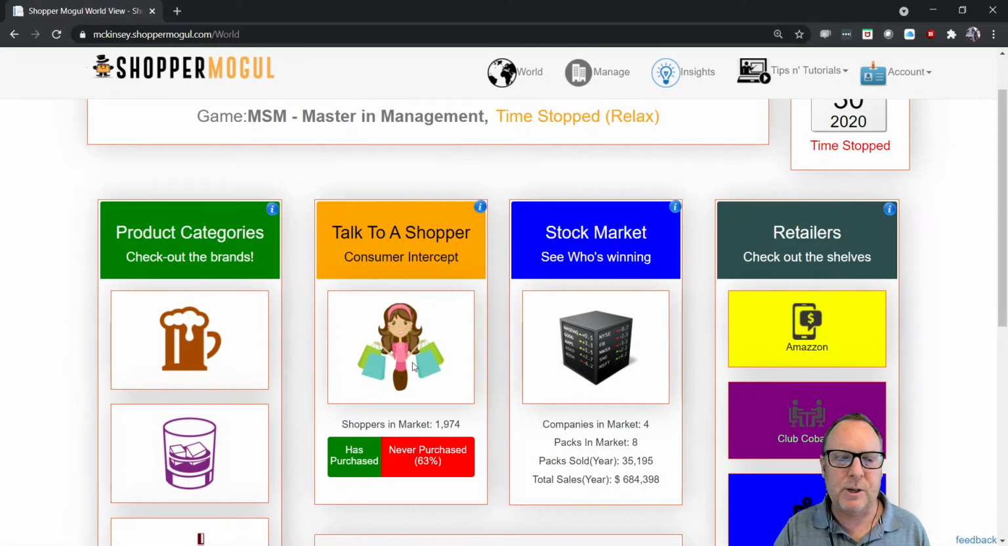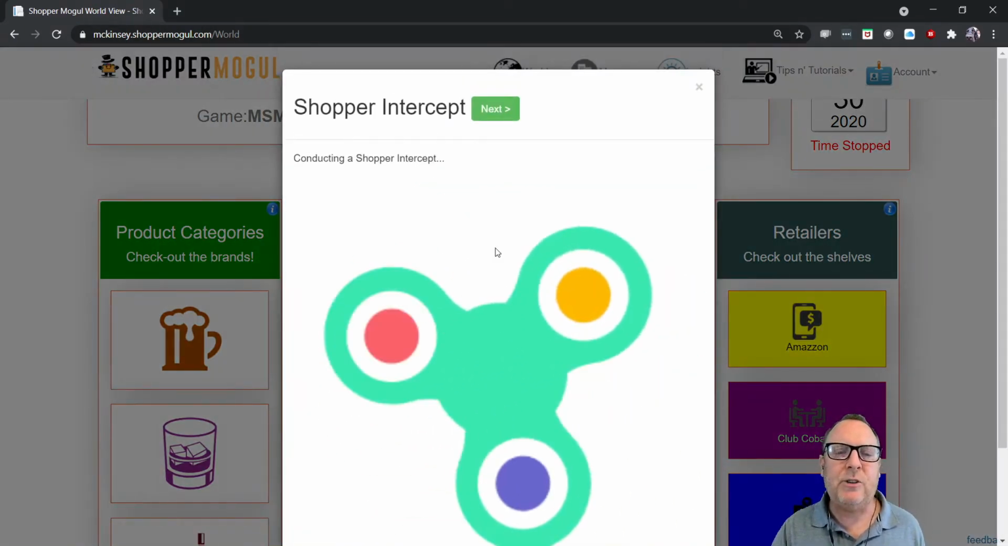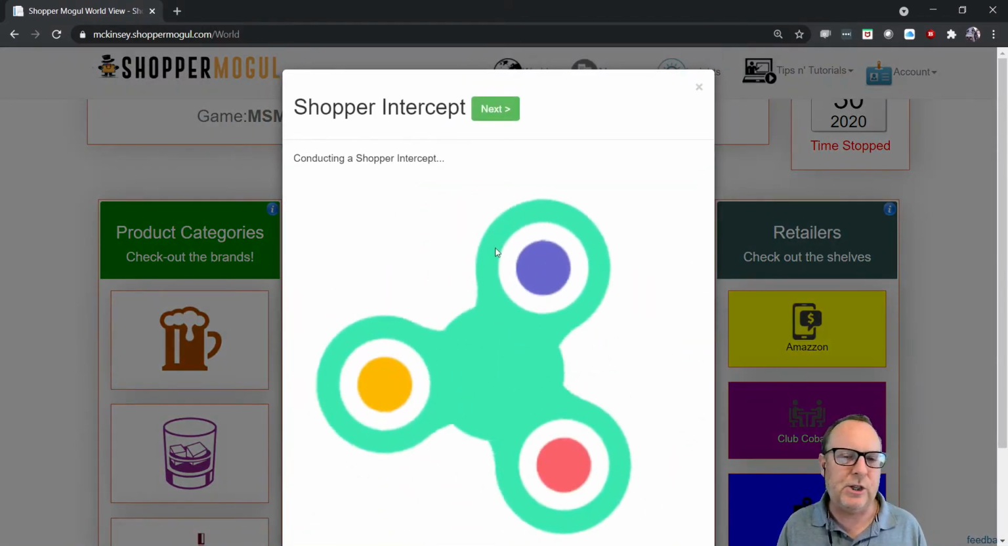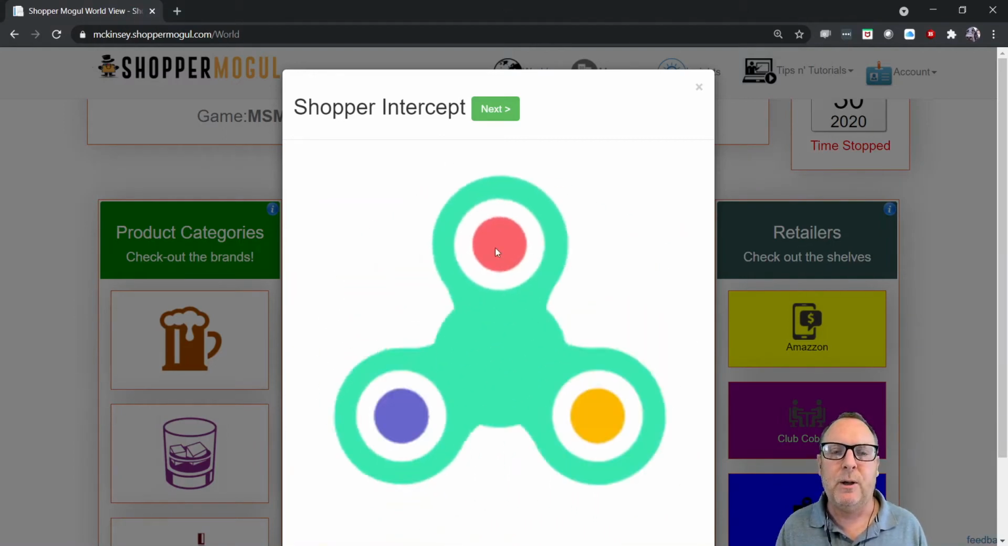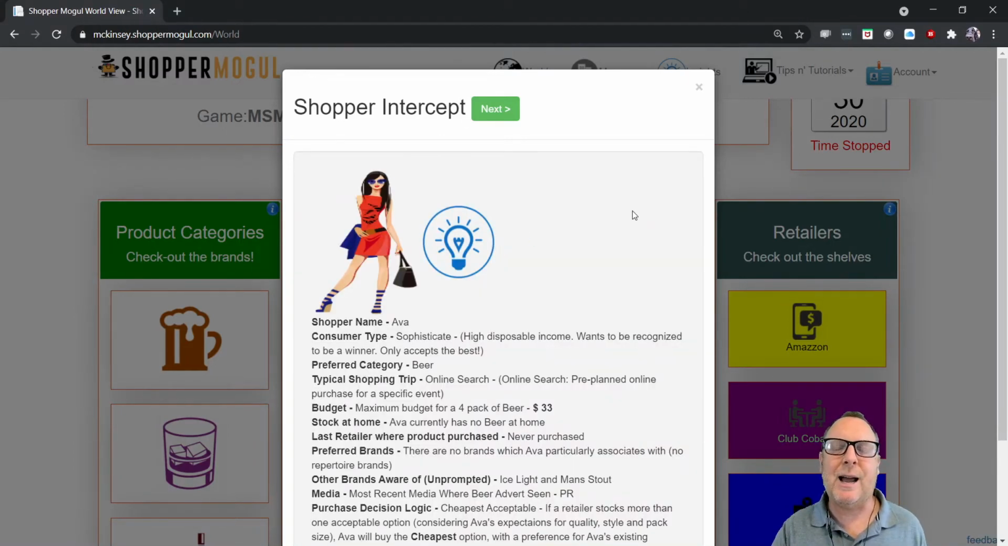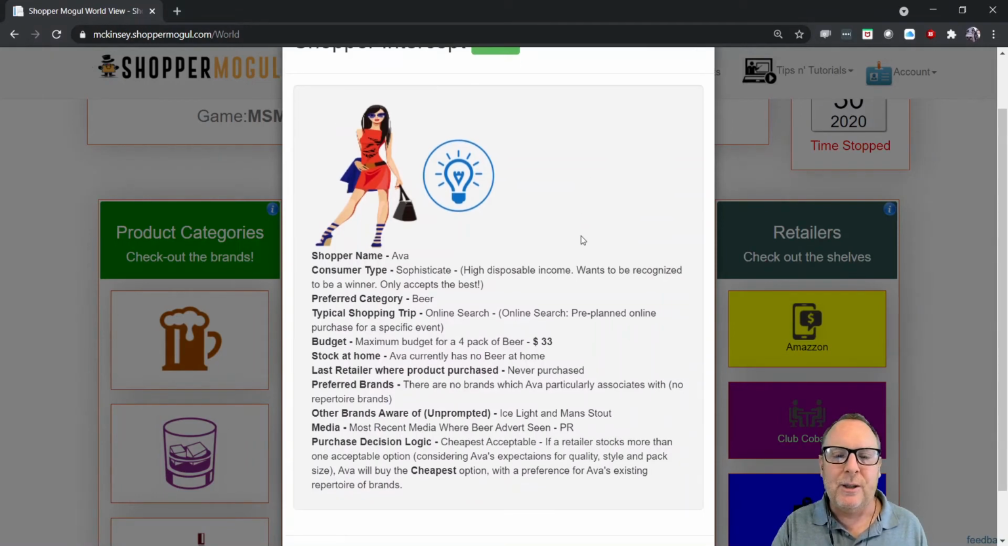So what else can we see from the world page? At any time you can run a consumer intercept, so you can just stop a shopper who's going past and ask them some questions. Again, it's not a statistical exercise, this just gives you one random virtual consumer, but it gives you an idea of how this game works. In the game there are a few thousand of these virtual consumers who in real time, so every few seconds, are going into virtual shops and making purchase decisions on what they want to buy.